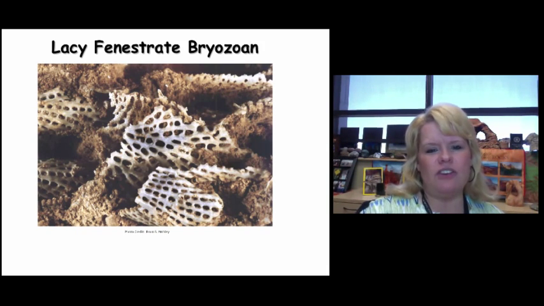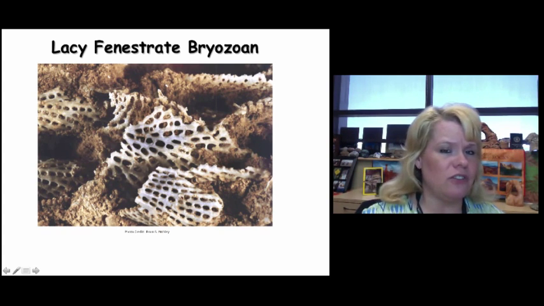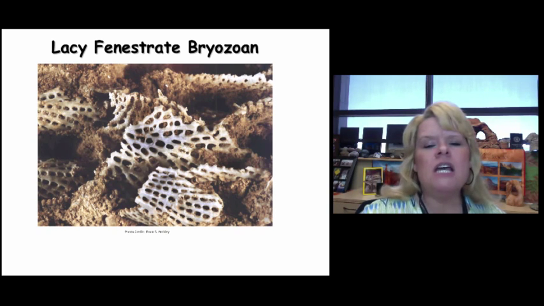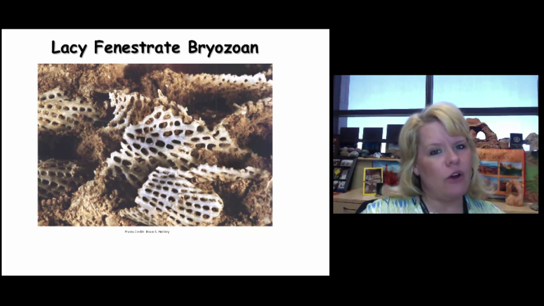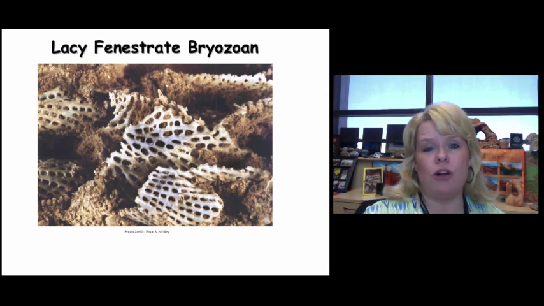This is a lacy fenestrate bryozoan. It's a good example of an encrusting moss animal on top of a rock. So if you have these growing in large concentrations, and considering they're all colonial, you can imagine that they would help anchor sediments at the bottom of the ocean. And they're good for preservation in that sense.